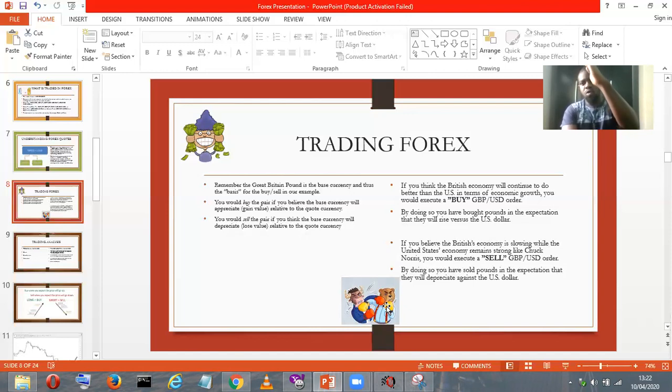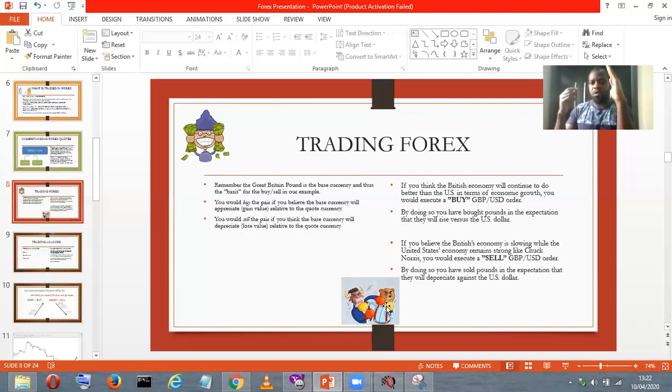So it will continue going up. And as long as it continues going up, you are making money. By doing this, you're expecting that the Great Britain pound will continue to increase in value over the US dollar. But as I said, other currencies, except for the Nigerian naira that has been going up, they change. They change. Now, the Great Britain pound is continuing going up against the US dollar.